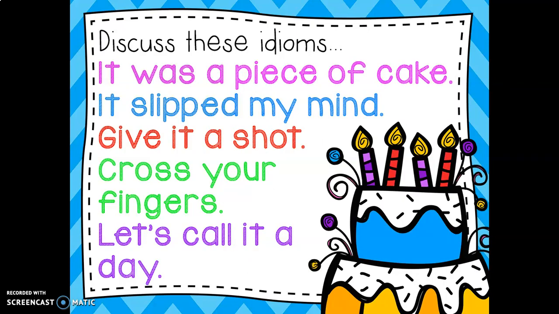Here are some common idioms. It was a piece of cake. It slipped my mind. I'll give it a shot. Cross your fingers. Let's call it a day. What do you think these common idioms mean? Remember, they don't mean what the words literally say. So it was a piece of cake isn't talking about a slice of dessert. So what do we mean when we use idioms such as these? I want you to write down what you think each of these means.